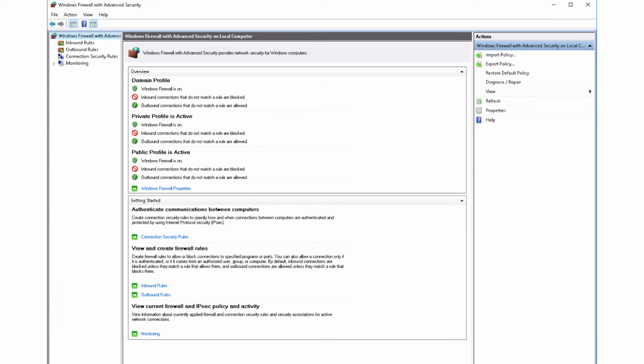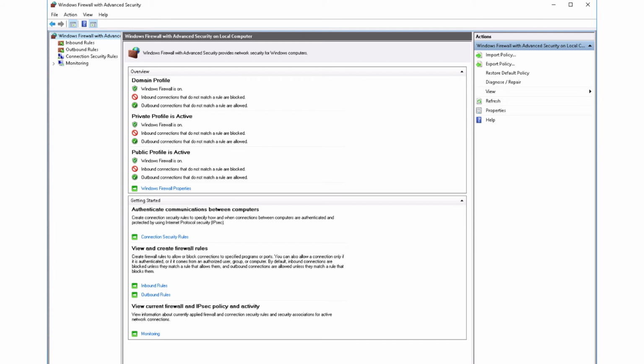This is the firewall dialog for a version of Windows, and every operating system comes with a form of firewall. And you notice up in the left-hand corner that there are selections for both inbound rules and outbound rules. At the center, you see in the overview that you have profiles for both the Windows domain, the private profile, as well as the public profile.